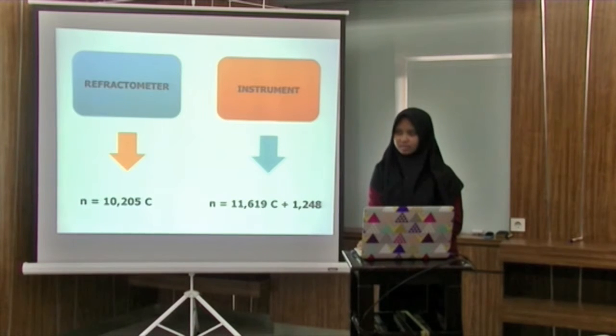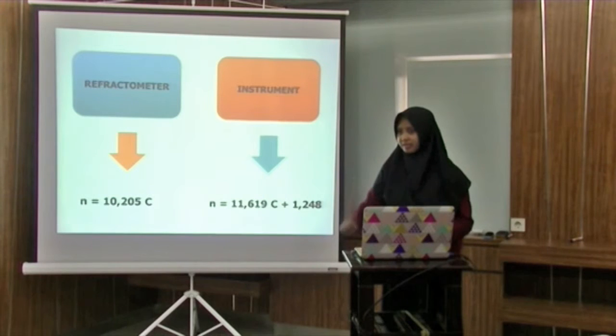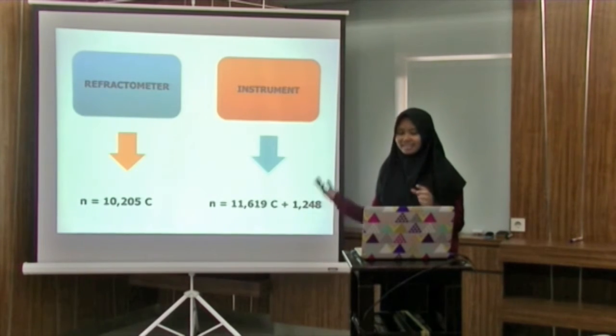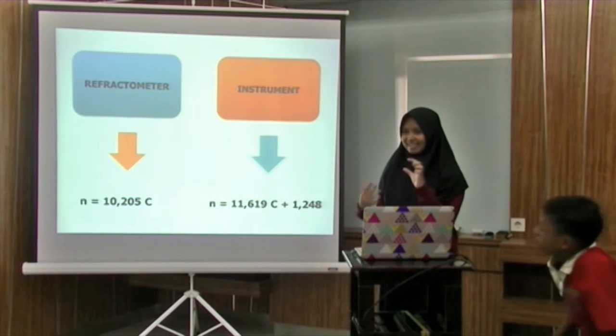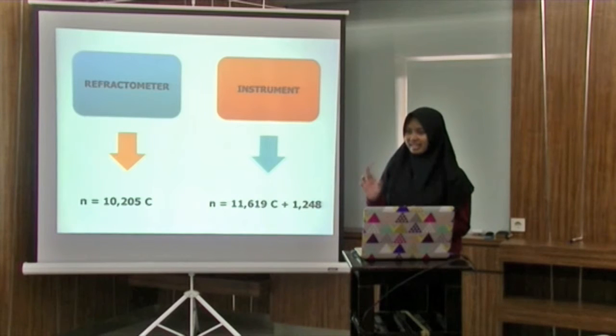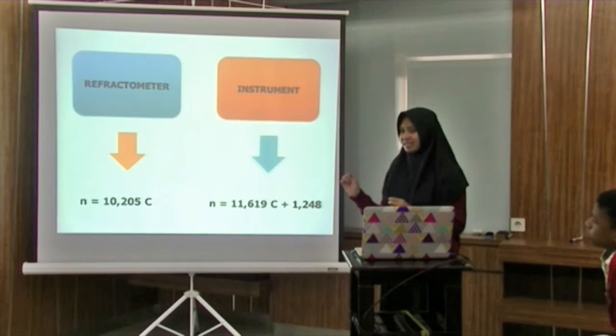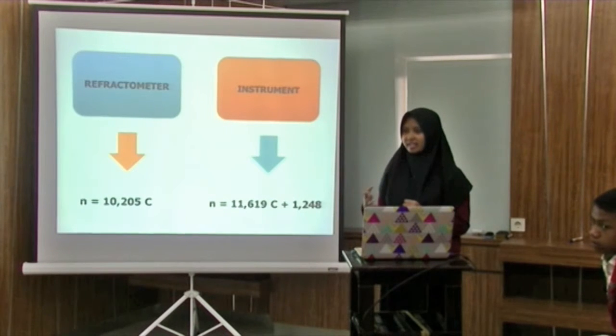N itu mol. N is the refractive index. And then the C. What is C? C is, I mean in this, C is the concentration. Because I didn't know the equation, so I just wrote it C. Because I haven't searched it yet.